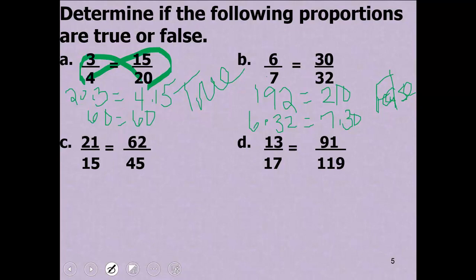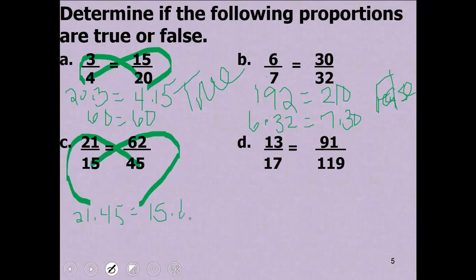Okay, so let's try this one. What do I have to multiply? I have to multiply 21 times 45 and 15 times 62. So we have 21 times 45 equals 15 times 62. 21 times 45, the magic number is 945. 15 times 62, 930. Is that a proportion? No. So this is not a proportion. This whole thing is not true. Now try D and come back and see what you get.